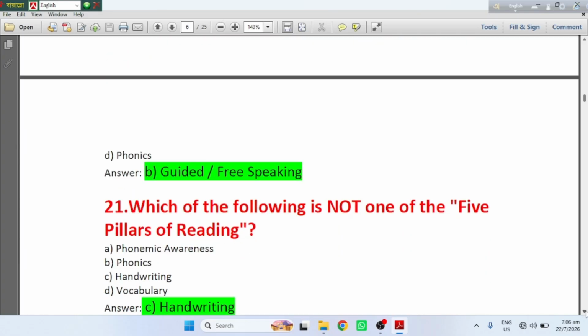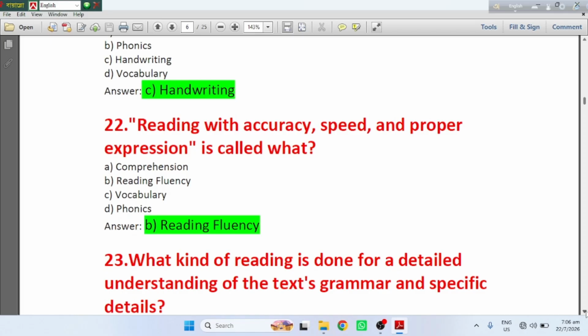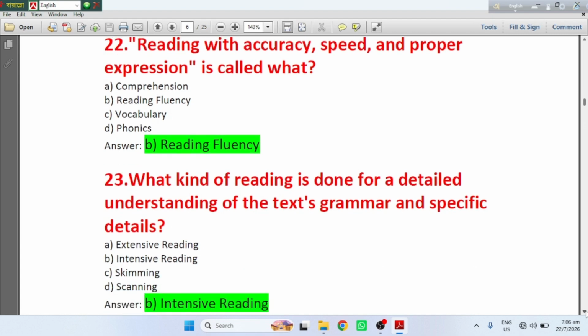21. Which of the following is not one of the five pillars of reading? Handwriting. 22. Reading with accuracy, speed, and proper expression is called what? Reading fluency. 23. What kind of reading is done for a detailed understanding of the text, grammar, and specific details? Intensive reading.